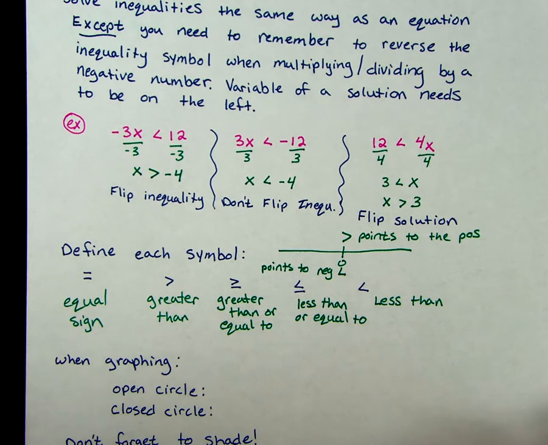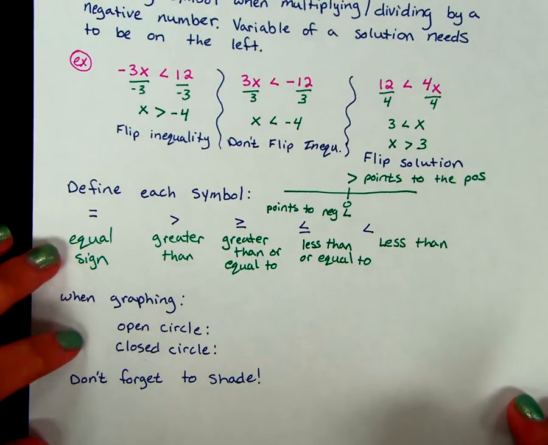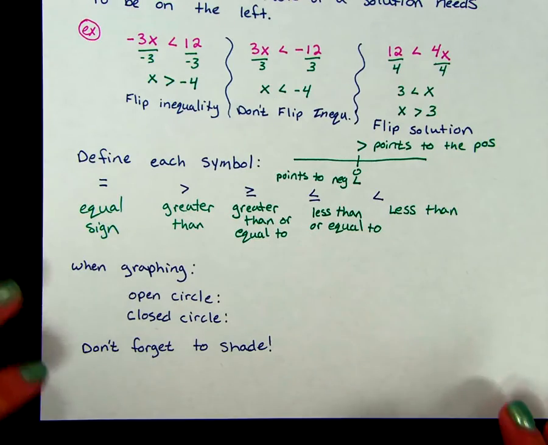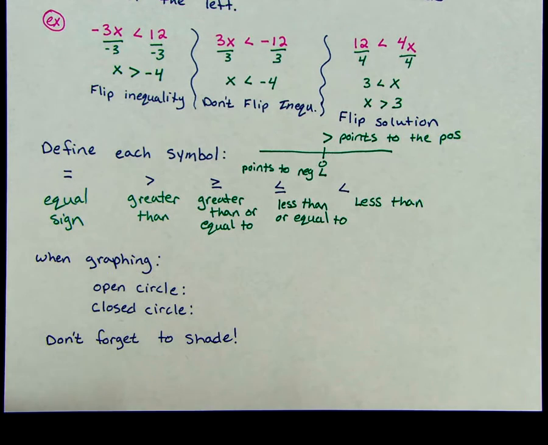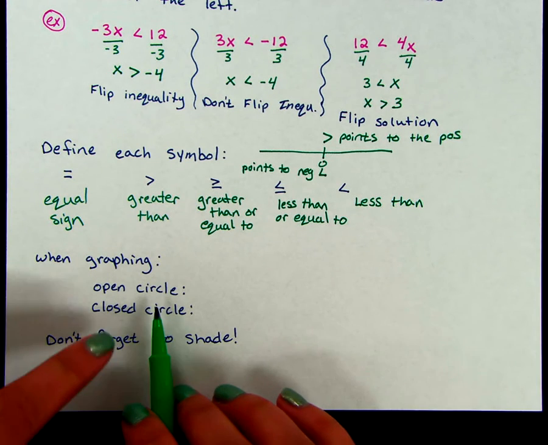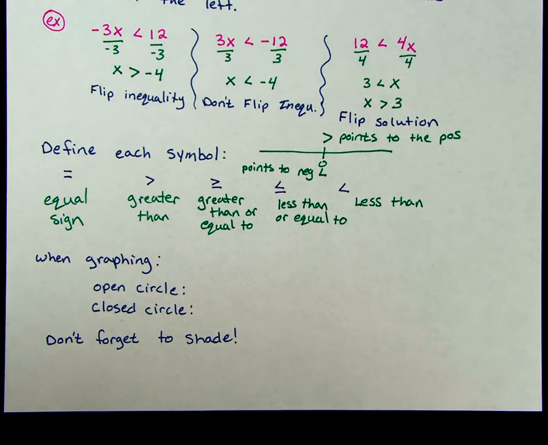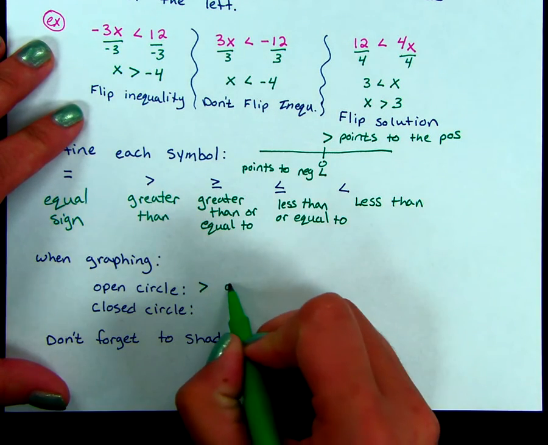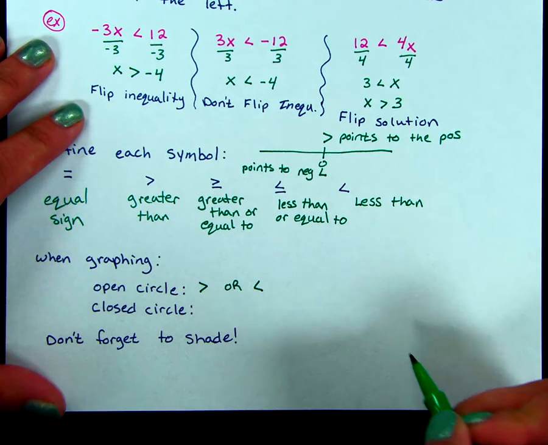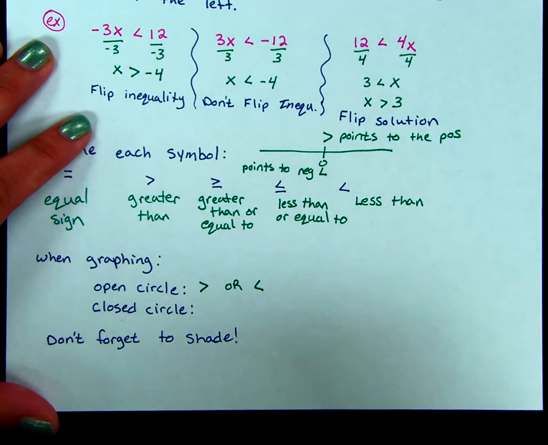Now we are going to be graphing, right on a number line. There is some symbolism that we need to know when we graph. On our number line, we are going to have an open circle if it's the non-equal to signs, so just the greater than symbol or the less than symbol. And we're going to draw an open circle.